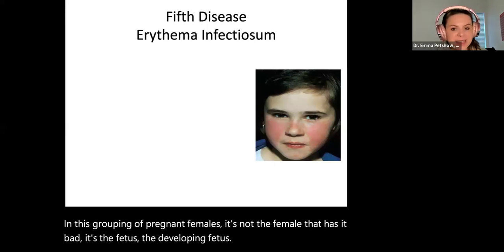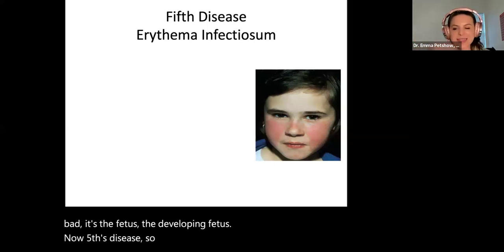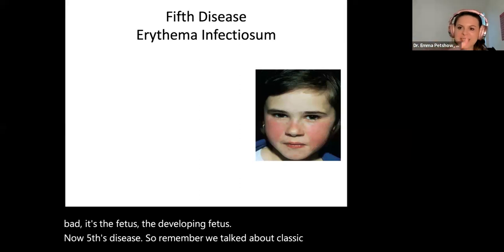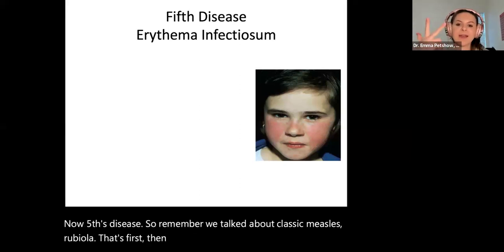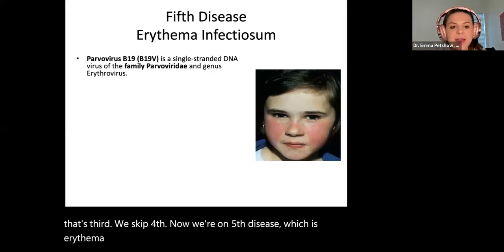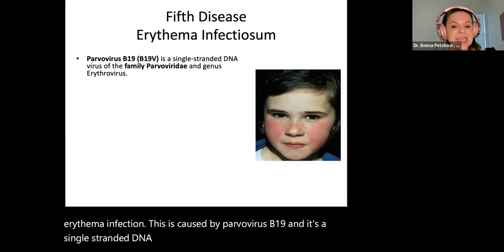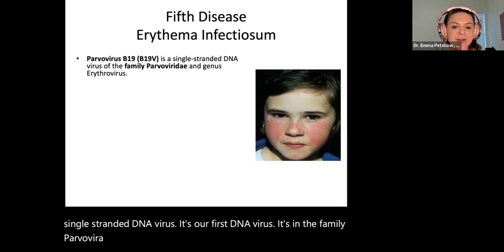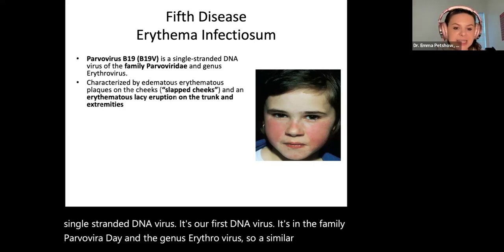Now, fifth disease. So remember, we talked about classic measles, rubeola, that's first. Then we talked about German measles, rubella, that's third. We skipped fourth, now we're on fifth disease, which is erythema infectiosum. This is caused by parvovirus B19, and it's a single-stranded DNA virus. This is our first DNA virus. It's in the family Parvoviridae and the genus Erythrovirus. So a similar family, but a different genus.